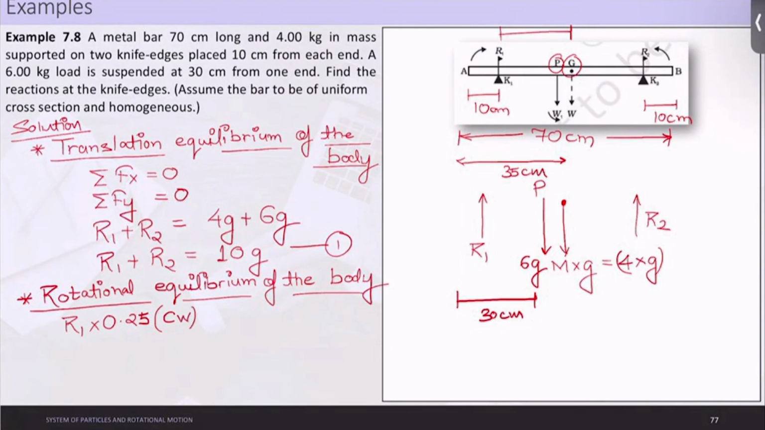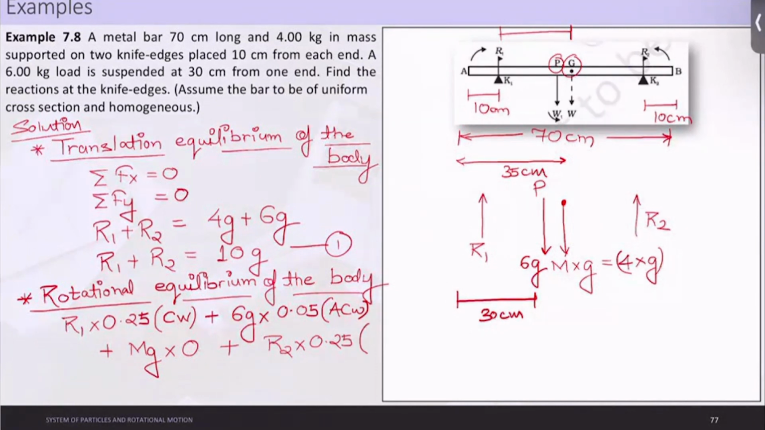Correct? Fine. Next thing will be your 6g. 6g is acting at a location of 30 centimeter and the center is at 35 centimeter, therefore this will be 5 centimeter. So it's 0.05. This time it is in anti-clockwise sense, so it's ACW. Plus mg, what will be the distance of mg? mg will be 0, plus R2 into what will be the distance again? The distance again will be equal to 25 centimeters only. Right? Into 0.25.